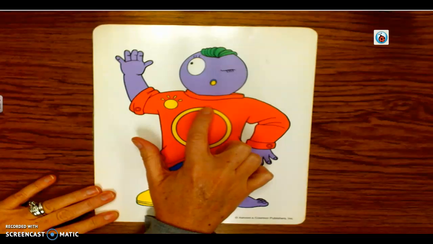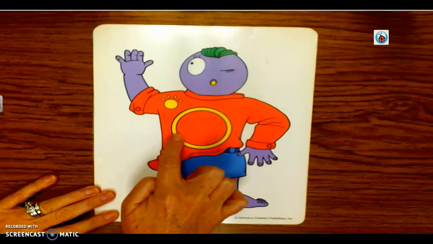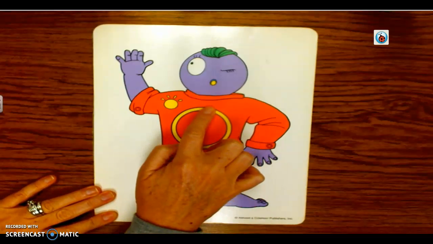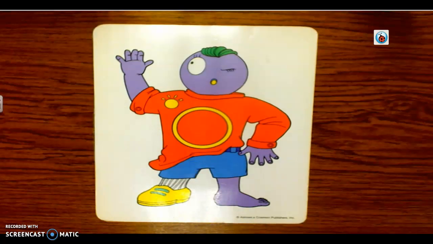When we write an O, we start at the top, we curve down, around, and close it. The sound for the letter O, short sound is ah, long sound is O.